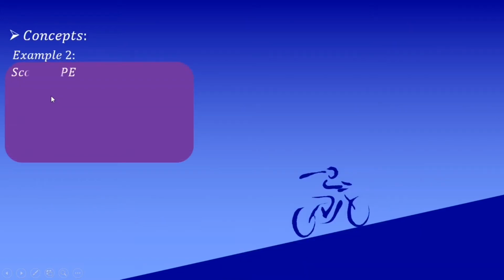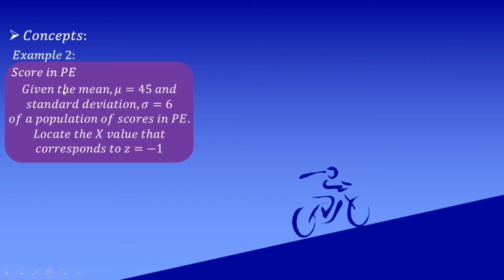For example number 2, given the mean mu is equal to 45 and standard deviation sigma is equal to 6. So then we are going to locate the x value that corresponds to z is equal to negative 1. So we're looking for the x value here. Then yung given natin, mean mu is equal to 45, standard deviation is 6, and z is equal to negative 1. Then we are looking for the x value.